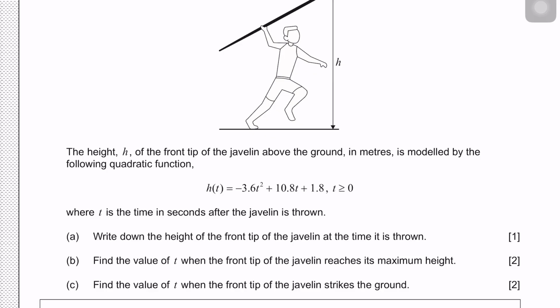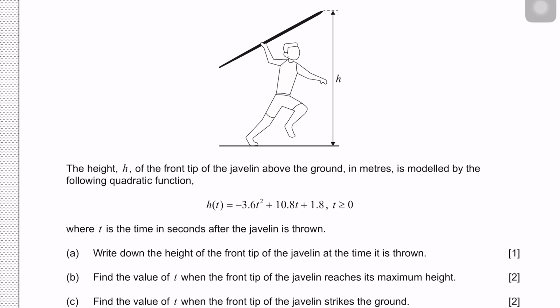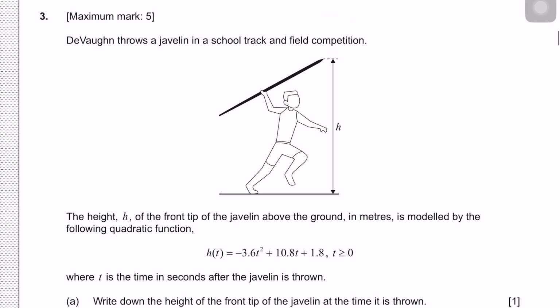So the time at which it's thrown would be the instantaneous moment where it leaves this person's hand, or in other words, when t itself is equal to 0. So for part A, what is the value of h when t is equal to 0? Let's substitute t equals 0 into our function. So h of 0 is equal to negative 3.6 times 0 squared plus 10.8 times 0 plus 1.8.